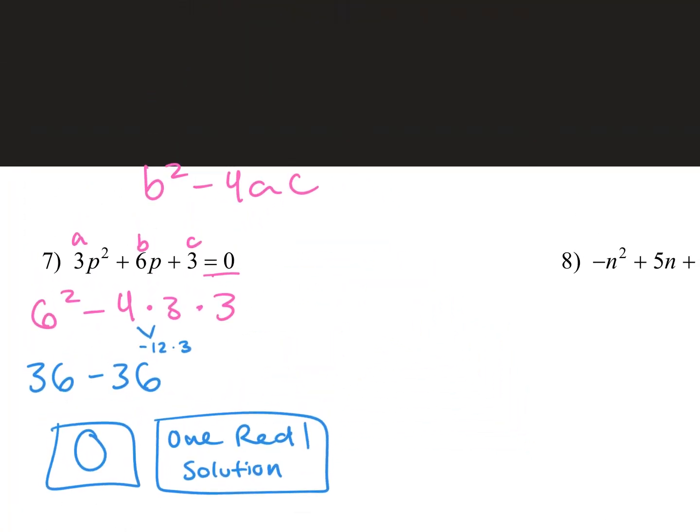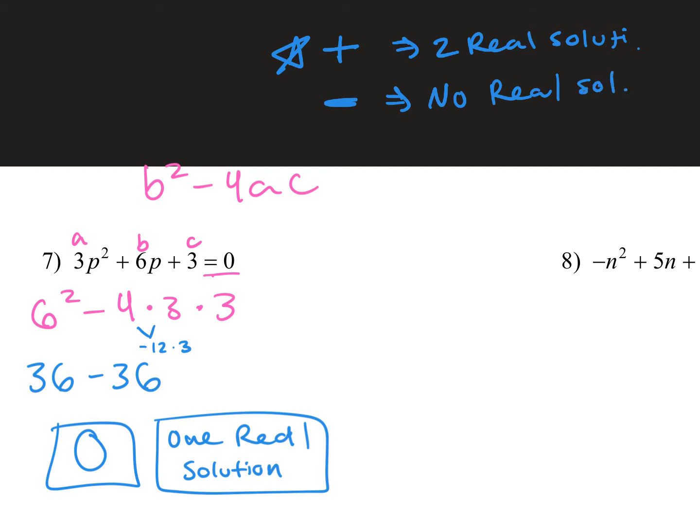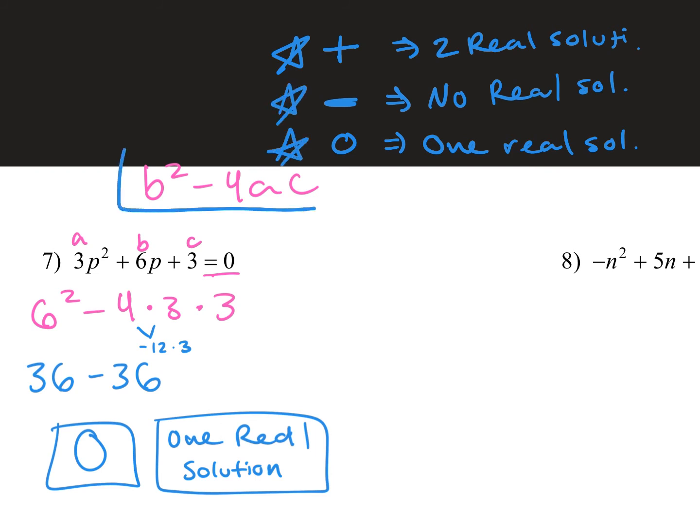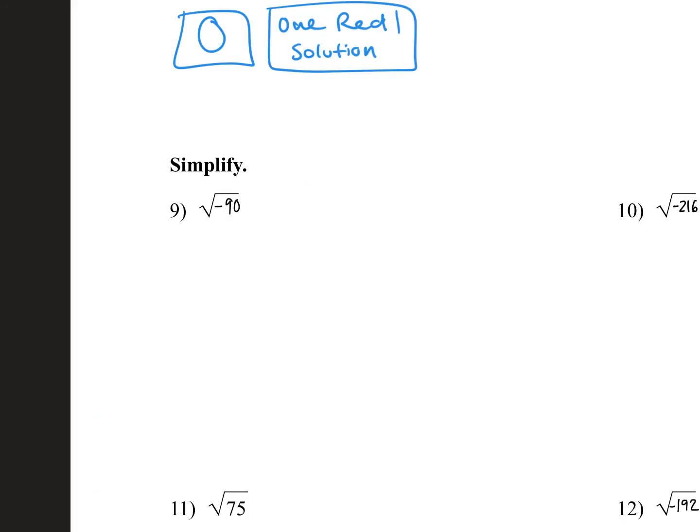So as a little reminder, I'll write it up here. If your answer is positive, that means we have 2 real solutions. If our answer is negative, that means we have no real solutions. And then if our answer is 0, then we have 1 real solution. So not only do you have to remember your discriminant formula, but you also have to remember this to state the number of solutions. Let's take a look at number 9.